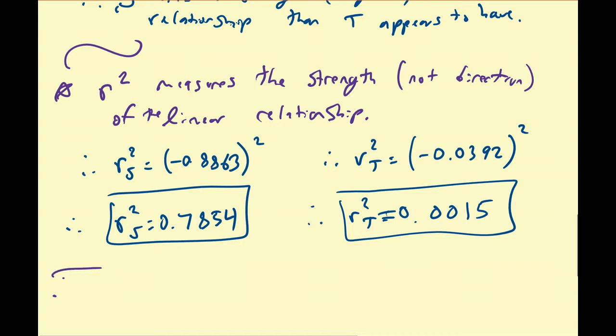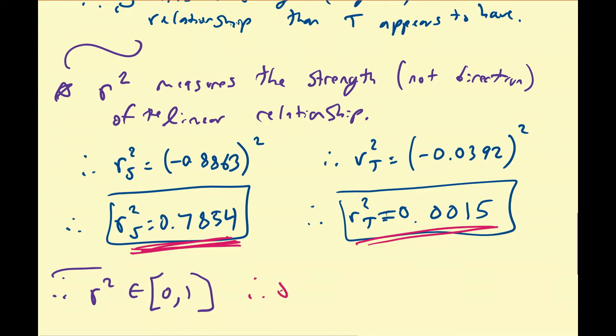So remember that R squared is always between 0 and 1. 1 corresponds to a perfect linear relationship, and 0 is no linear relationship at all. So again, we see R squared of S is closer to 1 than that of R squared of T. So that means S has a stronger linear relationship than T does.